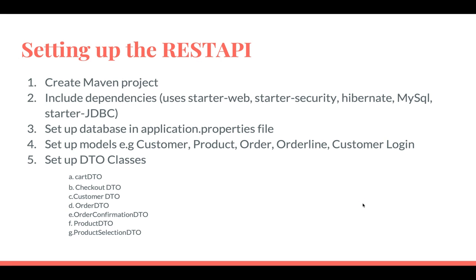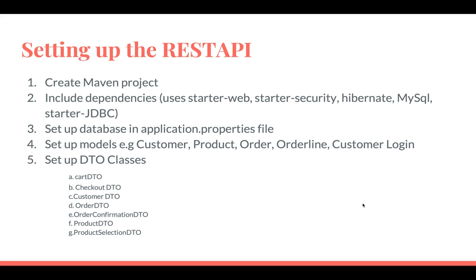First, I created the Maven project. Then I used the Spring initializer to include our dependencies, which are the starter web dependency, the starter security, Hibernate, MySQL, and the starter JDBC. And Terry set up the database, and once you set up the database, I included the database URL and our credentials to the application in the applications.properties file.